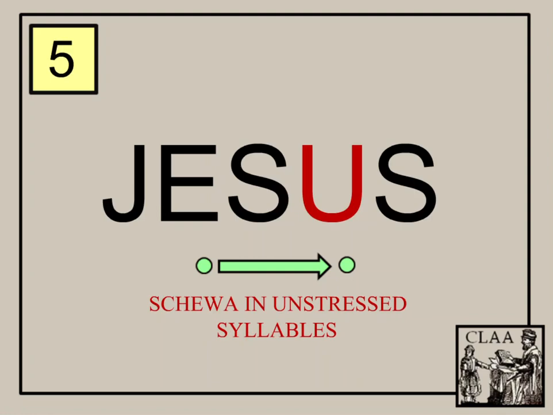The fifth sound made by the English vowel U is the schwa sound. Usually, the schwa sound is found in unstressed syllables. It's a little bit different than the short U sound, a little easier to pronounce. Let's read this word together using the schwa sound.